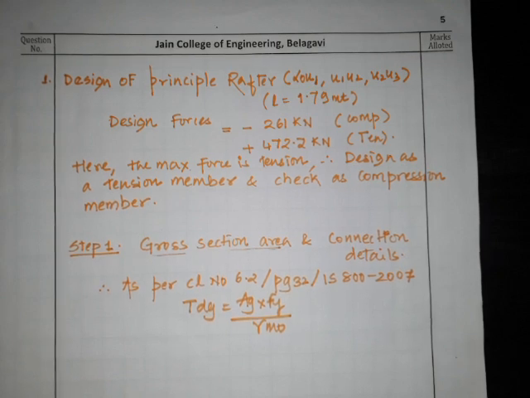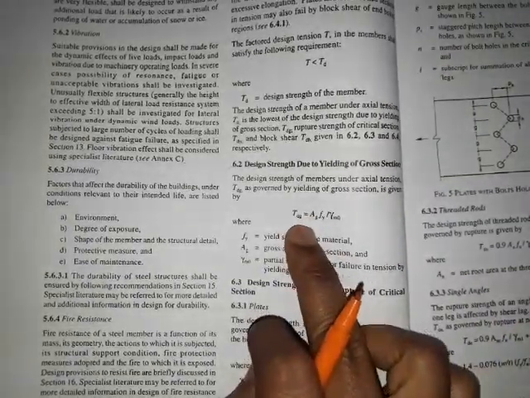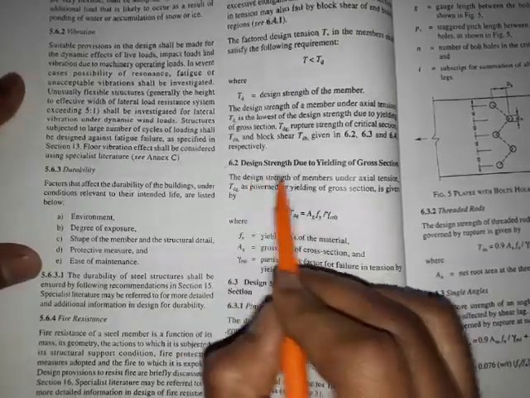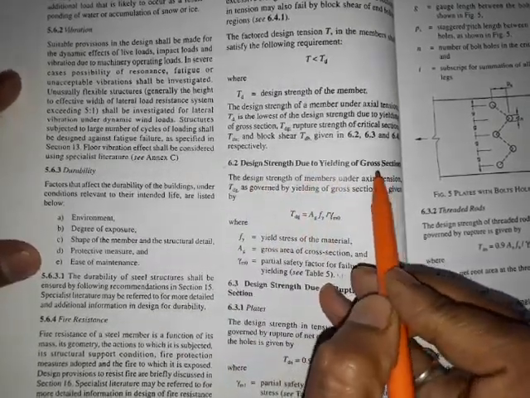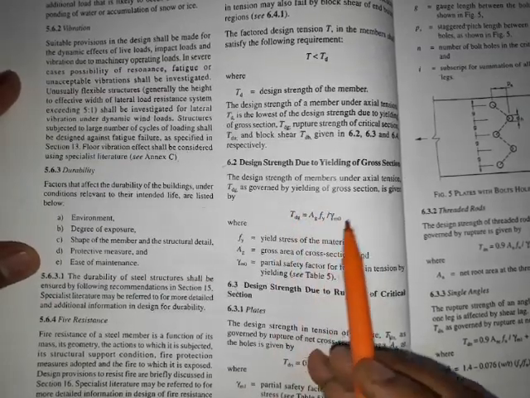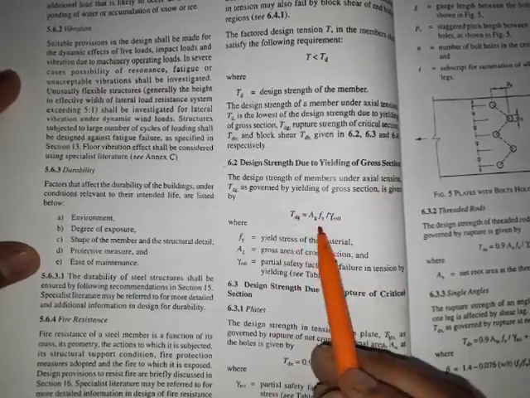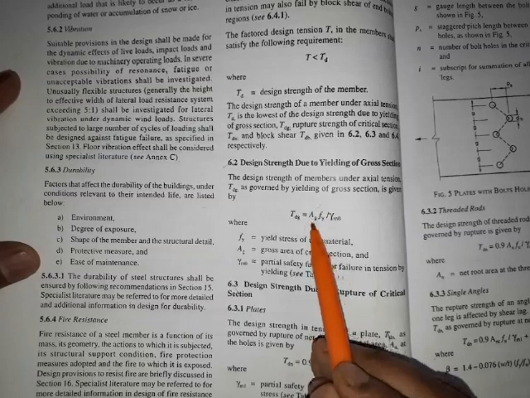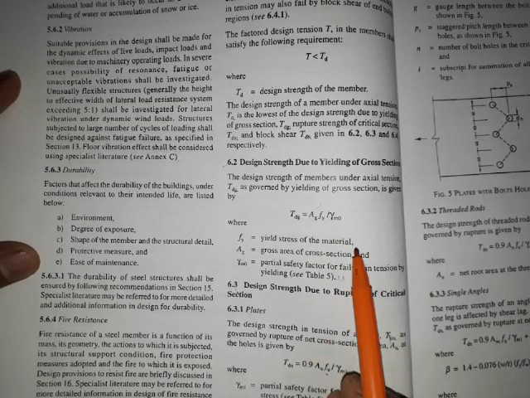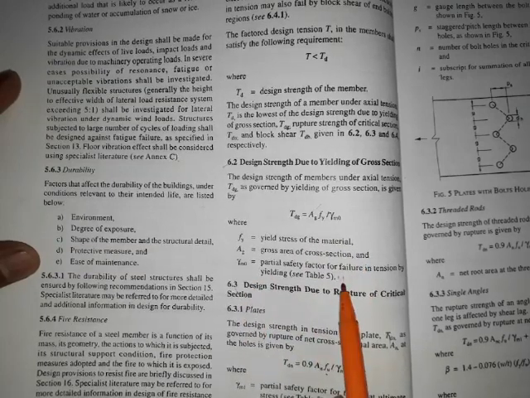So where you have to go? You have to go to page number 32. When you open page number 32, you will get this TDG, that is design strain due to yielding of cross section. So it is nothing but to calculate the design strain due to yielding of cross section. So by using this formula you have to find out what is Ag required. What is Ag? So for that Fy is 250 and gamma m naught is 1.1.